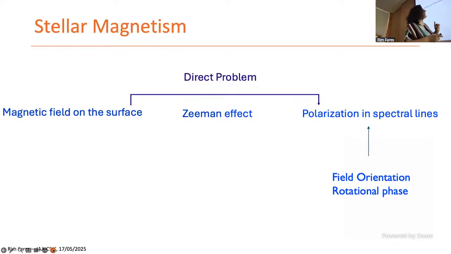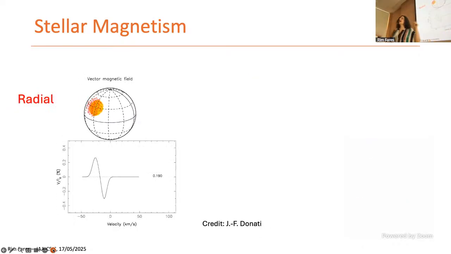But let me just tell you before how the field orientation and the topology of the field affects the polarization. This is an animation here of a star. And let's imagine the star has no magnetic field, and there is only one spot that has a magnetic field. If you don't see the spot, this is the polarization signature that you have here, okay? If you don't see the spot, there is no polarization in your line.